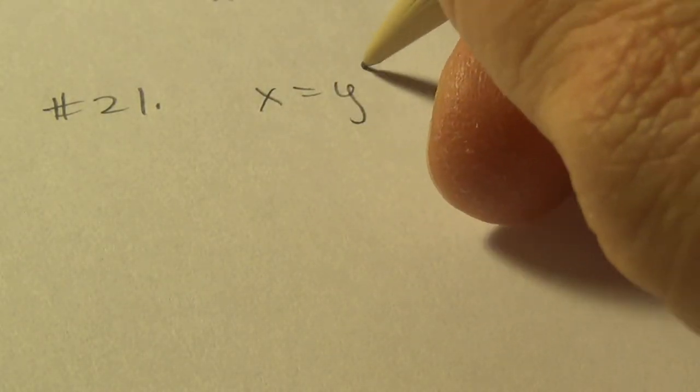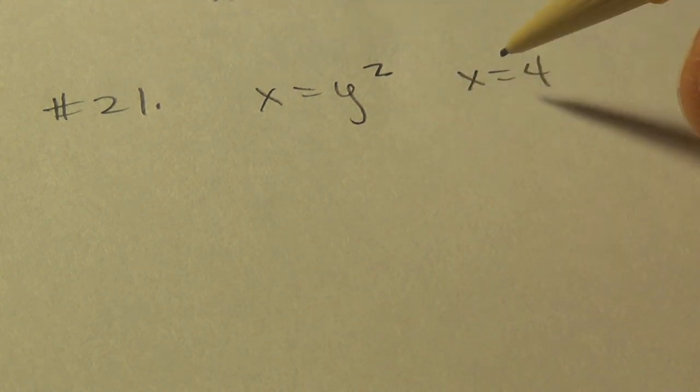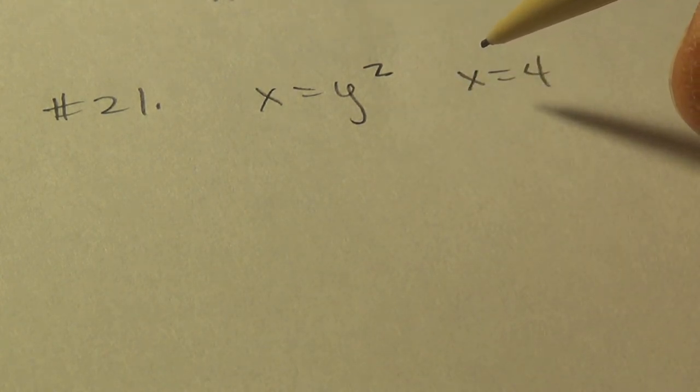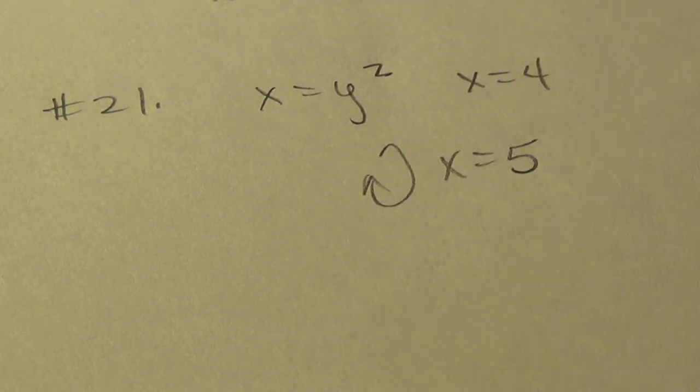And number 21. x equals y squared, and x equals 4. That's the area bounded by that. And we are going around the line x equals 5.